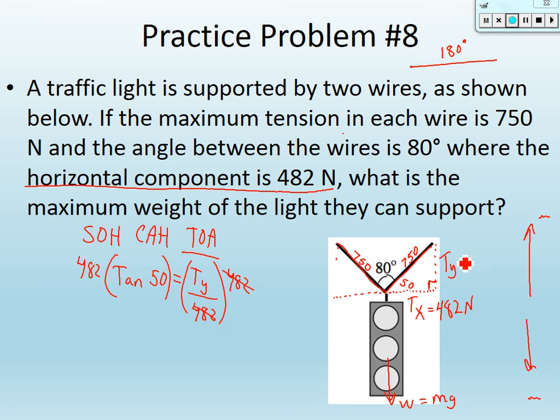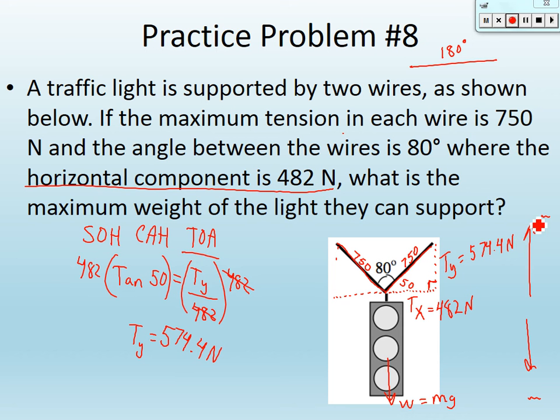574. Yeah, I'm getting that Ty is equal to 574.4 newtons. Okay, let's put that in my free body diagram over here. 574.4 newtons.